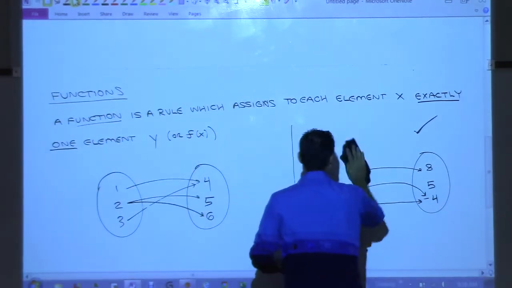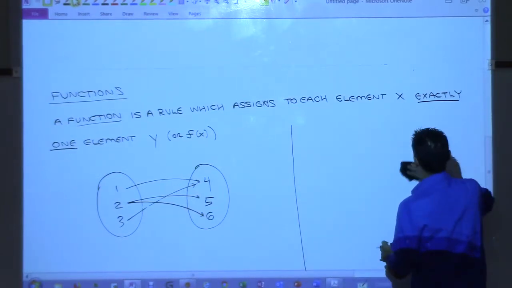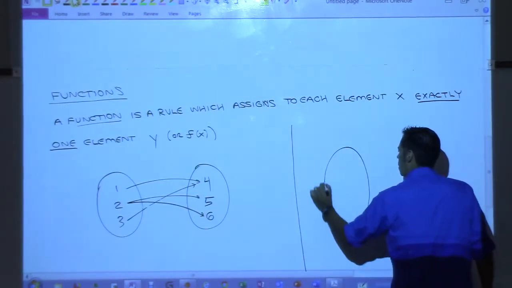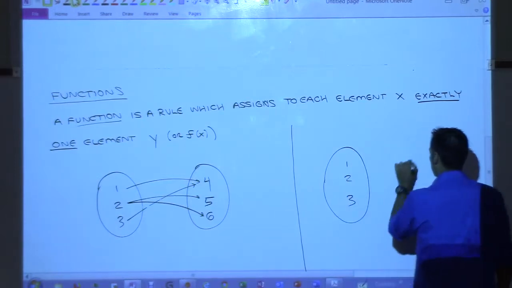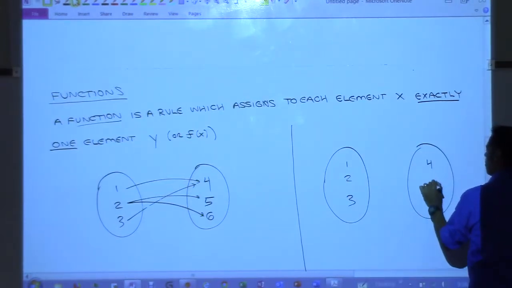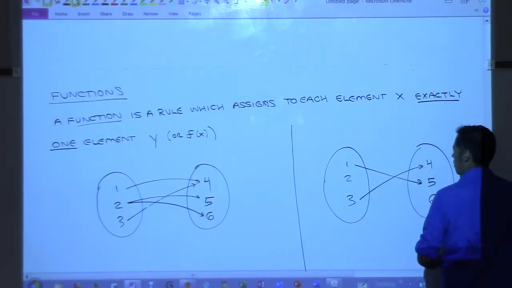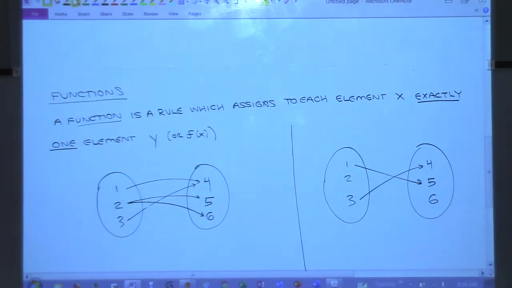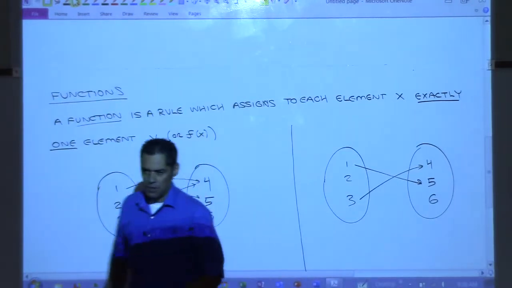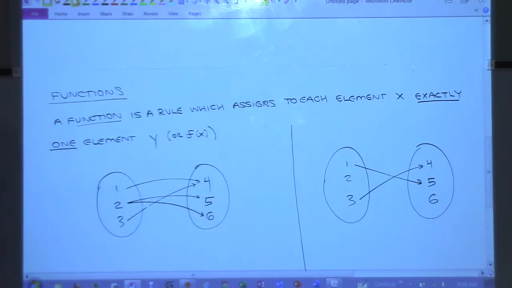One more. Let me ask you if this is a function. Okay, 1, 2, 3. Let's go 4, 5, 6. How about 1 goes to 5, 3 goes to 4. That's it. This one's a little tricky. So do you think that that's a function? What's causing the problem in your mind? 2 doesn't go anywhere, right? 2 doesn't go anywhere.